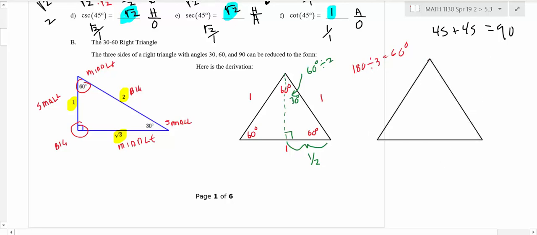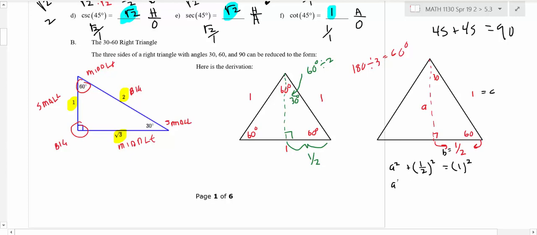So we ended up having this. Okay, we have a 30-60 right triangle. I chose that side to be 1, and then that is 1/2, from there to there. So I can actually find this side right here. I'm going to call that A, and I'm going to use the Pythagorean Theorem. Of course, this would be C, and that would be B. So if I do A squared plus B squared equals C squared, then I should be able to find that side A pretty easily.